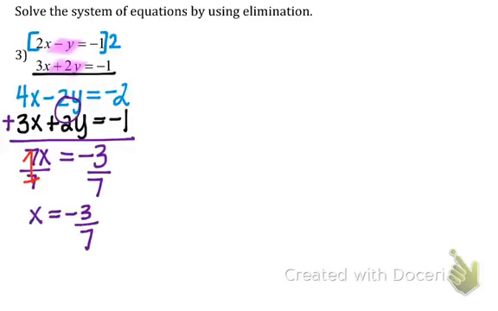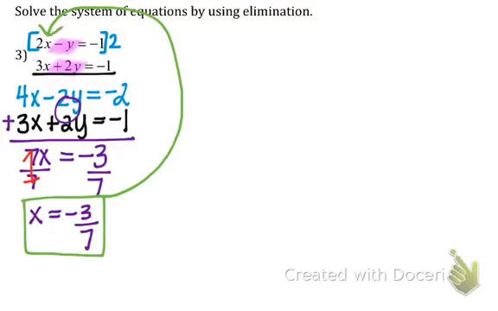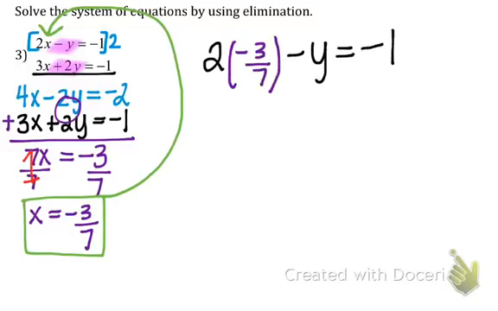Now that I have one of my variables, negative 3/7, I can substitute negative 3/7 in for x into one of my original equations. It doesn't matter which one. So I'm going to choose the first one, and I am substituting negative 3/7 in where x was originally. So 2 times negative 3/7 minus y equals negative 1. I need to multiply this 2 times negative 3/7, so to make this a little easier, I wrote 2 as a fraction over 1 and drew arrows to show that I can multiply straight across. Negative 6 over positive 7 minus y is equal to negative 1.